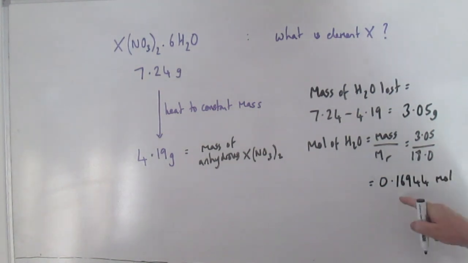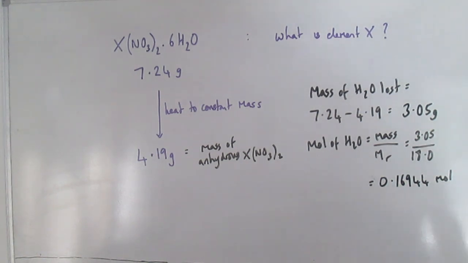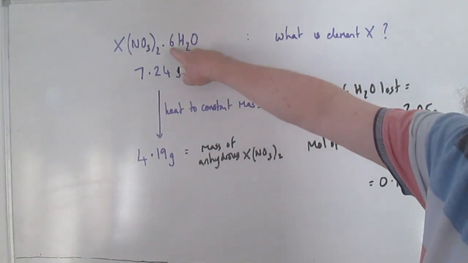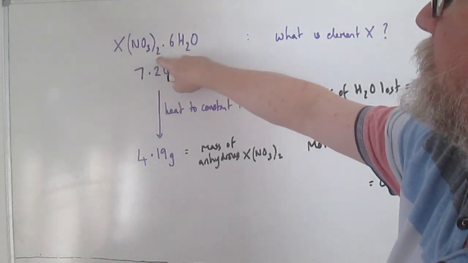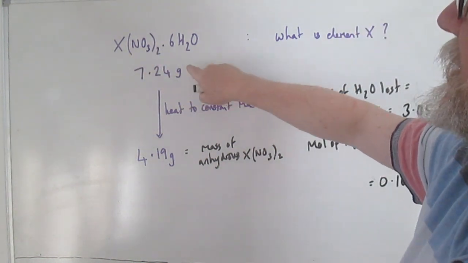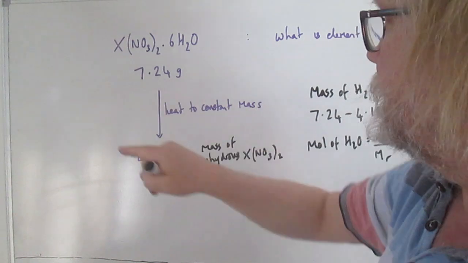Notice, as usual, I'm carrying too many significant figures here. In fact, I'm going to use the number that's still in the calculator, which has even more significant figures, just to make sure we don't get any rounding issues. So that's the moles of water, and this number 6 in the formula tells us that the moles of the hydrated compound is 1/6 of that. Okay, because there are 6 waters for each one of those.